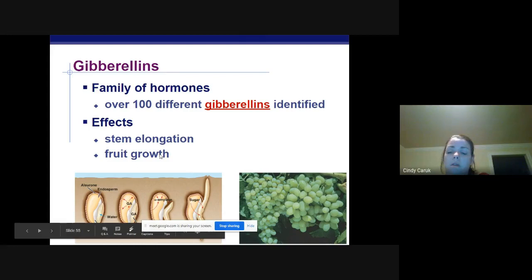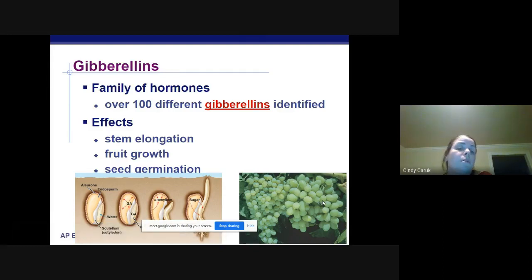Fruit growth, and then seed germination. So sometimes that's why, if you ever see natural grapes, they're usually not as large as these grapes that you see in the supermarket. And that's just treating them with different hormones.